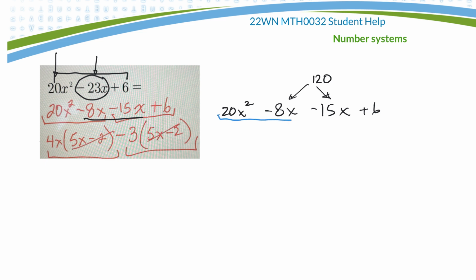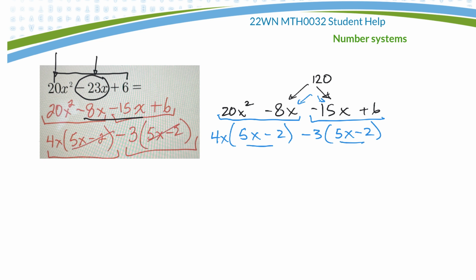So then what you do is you group this and you group that and do a common factor. So I think I can take 4x out of the first, leaving me with 5x minus 2. And out of the second, I think a negative 3, again leaving me 5x minus 2. You know you've picked the right two numbers here using the AC method if this and this match.